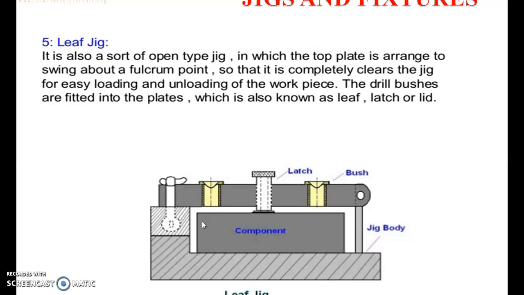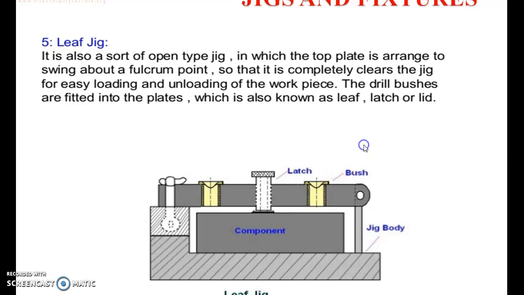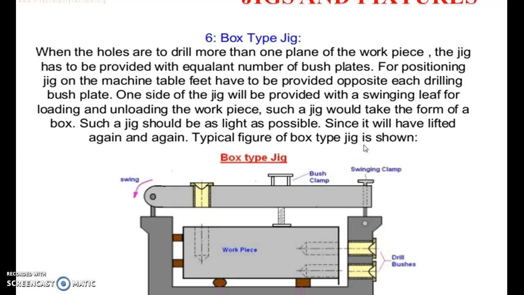It is also a sort of open type jig in which the top plate is arranged to swing about a fulcrum point so that it completely clears the jig for easy loading and unloading of the workpiece. The drill bushes are fitted into the plates, which are also known as leaf, latch or lid. We already discussed that in the previous class. So let us discuss another jig, which is named the box jig.